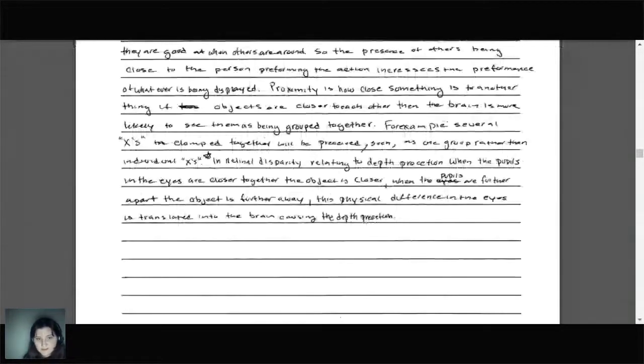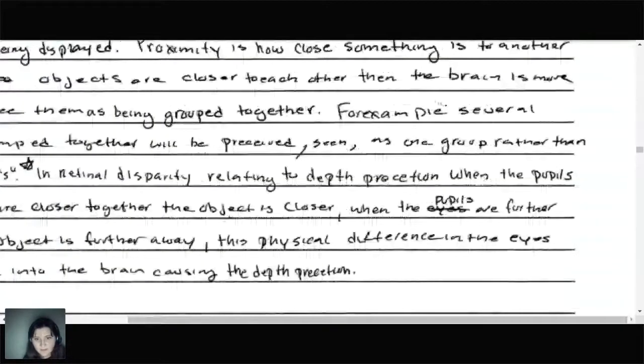independent X's. In retinal disparity, that's kind of bringing back the term from, I believe, the fourth part of the question, relating to depth perception when the pupils in the eyes are closer together.